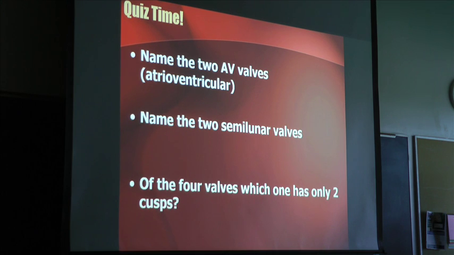Of the 4 valves, which one has only 2 cusps? Mitral. Very good, mitral valve. Can you call it bicuspid or no? And when you're working in the heart unit, they never say the bicuspid. They'll say mitral valve. With the AV valves, they'll never say the bicuspid valves or the semilunar valves anymore. So, I know you learned that in your anatomy class.